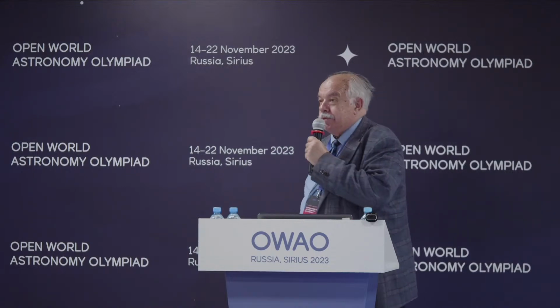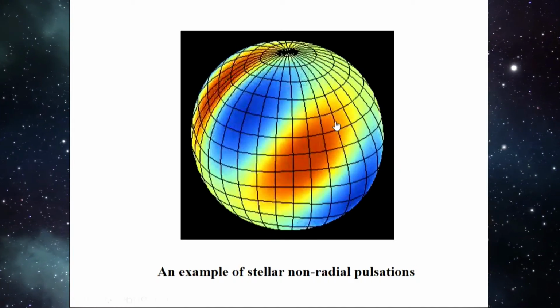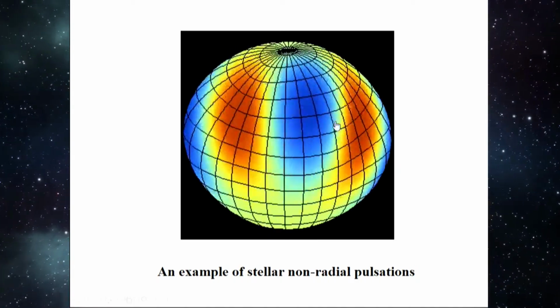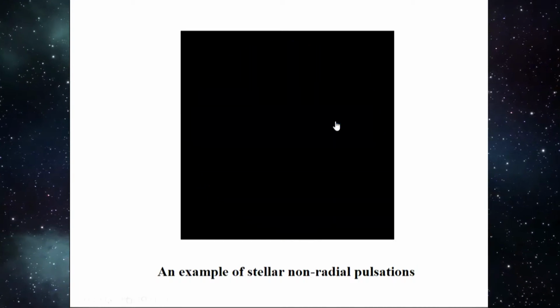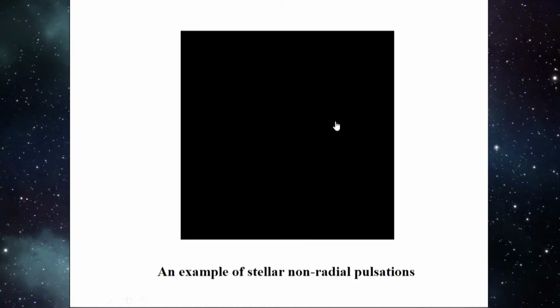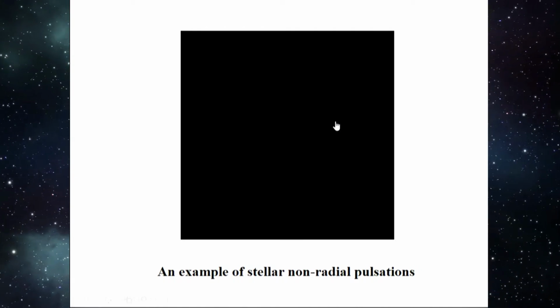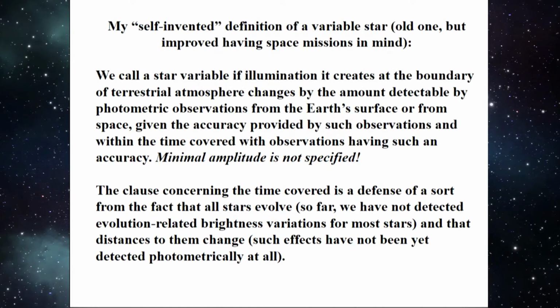It started. You see, I think this is one of the best pictures showing non-radial pulsations. You see that it is not just a deformed star rotating, but the hotter and cooler regions were traveling across the disk of this variable star.